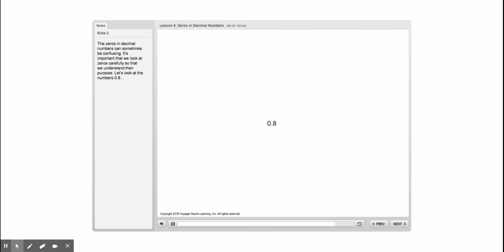Let's look at the numbers 8/10 and 8/100. The zero after the decimal point in the number 8/100 is very important. Let's compare these numbers on 100 square grids.